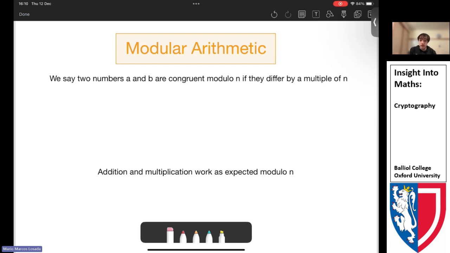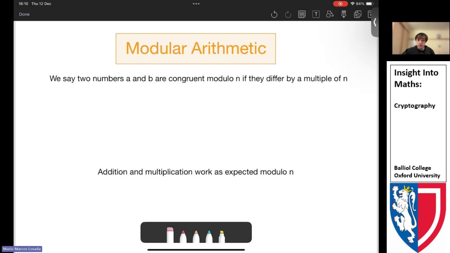So if you add two even numbers together, you get even. If you add two odd numbers together, you get even. And if you add one of each, then you get odd, right? So this really is what modular arithmetic is. But obviously in maths, we want to make things precise. So I'm going to actually give you a definition.